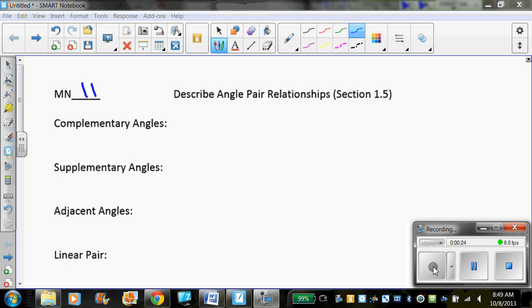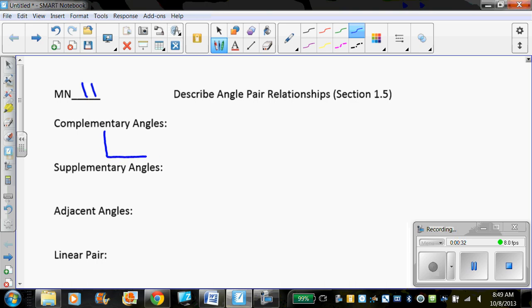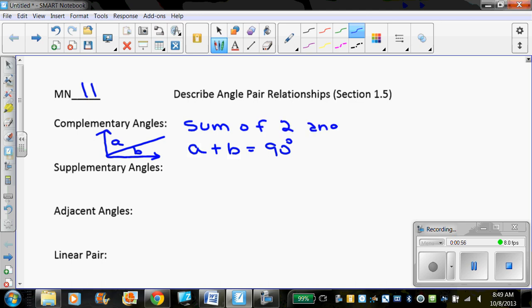The first is complementary angles. To make it simple, we're just going to say that you have two angles. I'm going to draw a picture here to describe what I'm saying. Let's say the angles are A and B. If they're complementary, angle A plus angle B has to equal 90 degrees. So by definition, complementary angles are two angles whose sum equals 90 degrees.